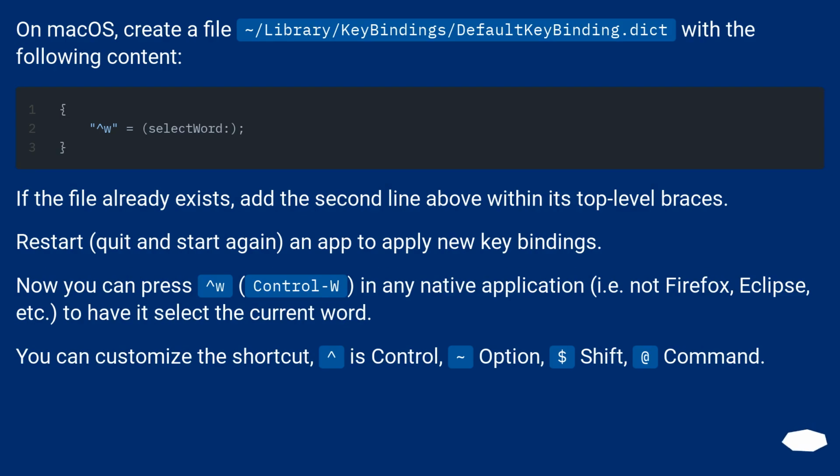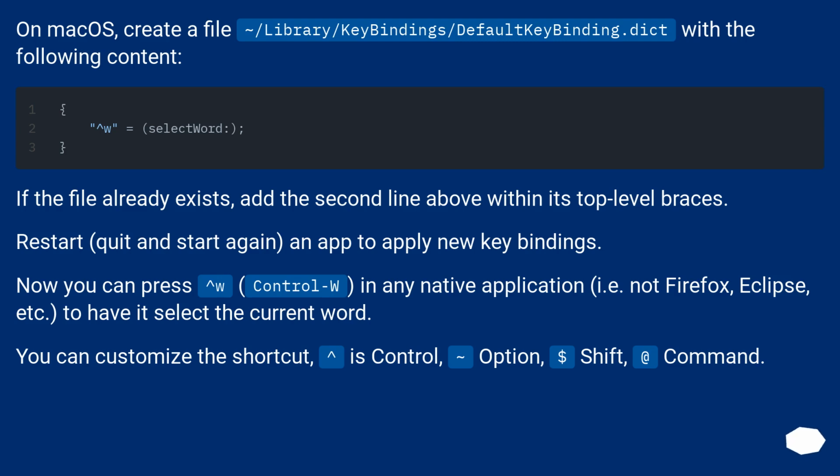On macOS, create a file, ~/Library/KeyBindings/DefaultKeyBinding.dict, with the following content. If the file already exists, add the second line above within its top-level braces. Restart, or quit and start again, any app to apply the new key bindings.